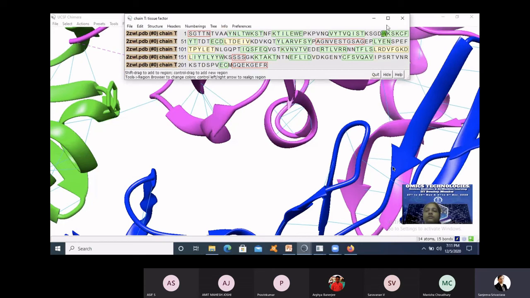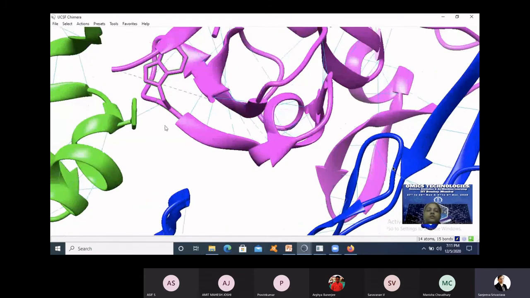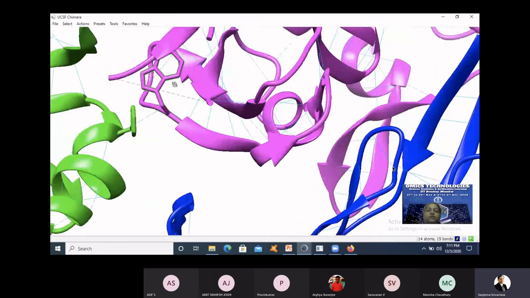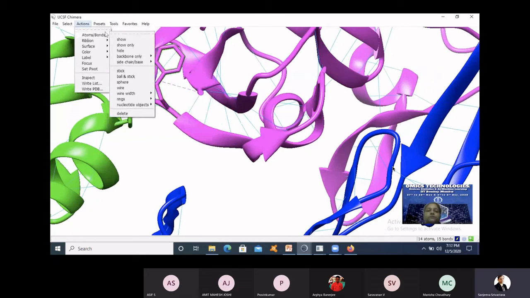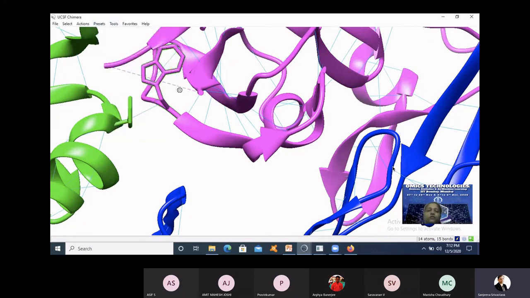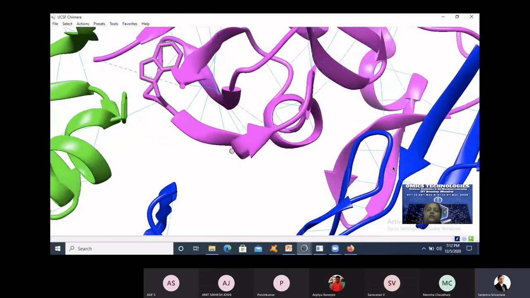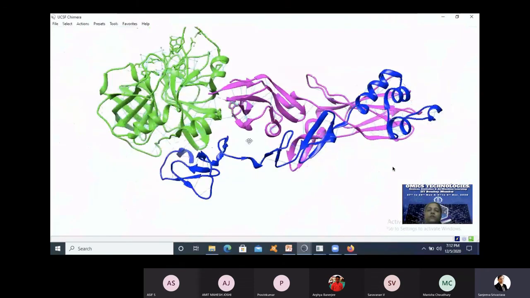I'll go to action, show. You can see this format, so it has come in the ball and stick format. This is what we can see in Chimera. Different kinds of analysis can also be done here.